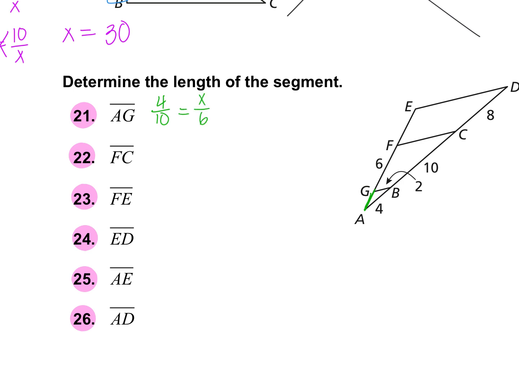Keep in mind, I did not add my 4 and my 10. Because they're giving me my sides, I don't need to add them. So simplifying 4 and 10, 2 over 5 equals x over 6. Cross multiply, 5x equals 12. X is going to be a decimal. What's the decimal? 2.4 is correct.